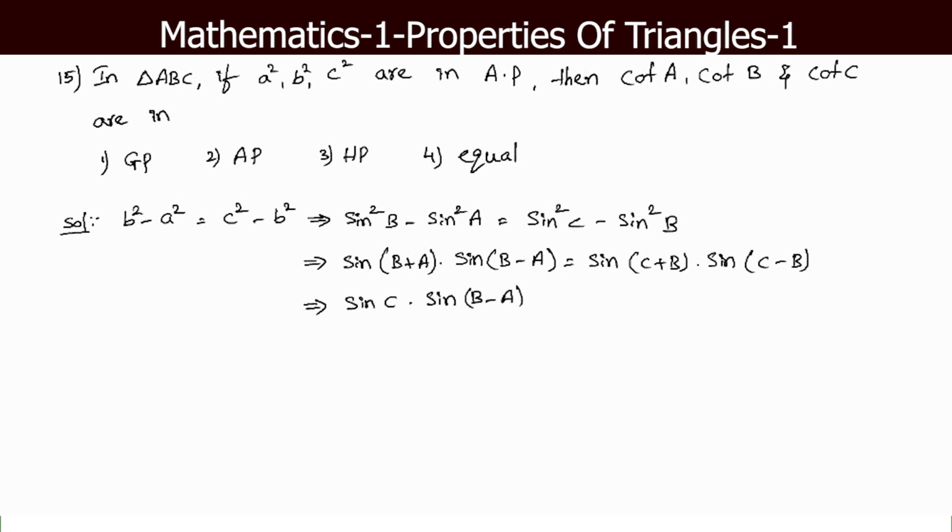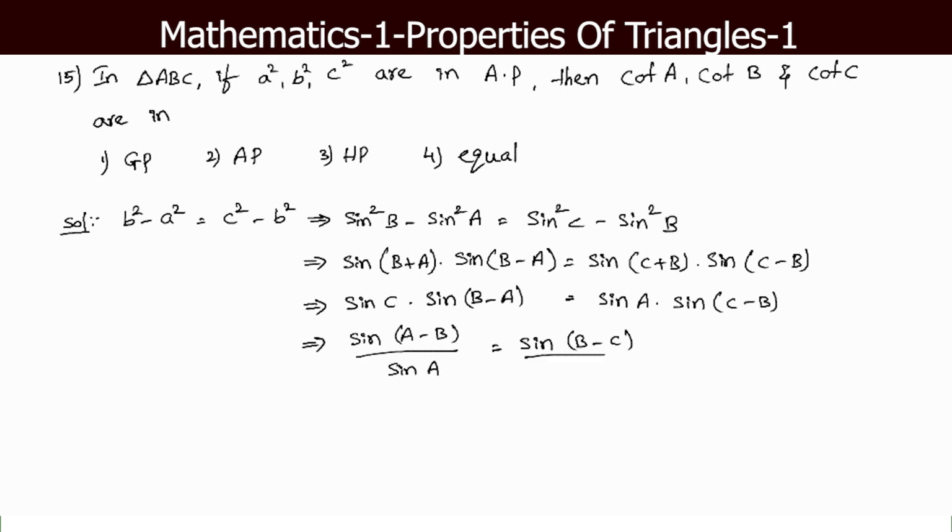But sin(b plus a) is equal to sin c. Why? Because b plus a is equal to 180 minus c, and sin(180 minus theta) is sin theta. So, therefore, you will have sin c into sin(b minus a) is equal to sin a into sin(c minus b). So, this shows that sin(a minus b) by sin a is equal to sin(b minus c) by sin c, because multiplying both sides by minus, sin(b minus a) becomes sin(a minus b), and sin(c minus b) becomes sin(b minus c).